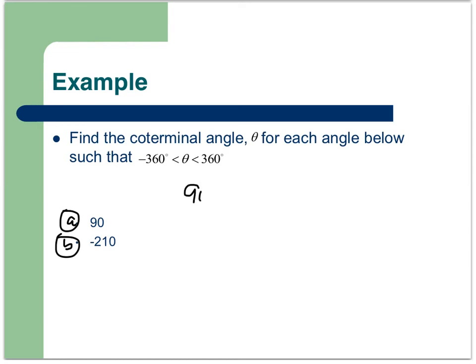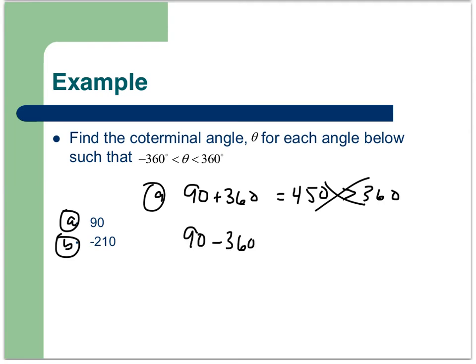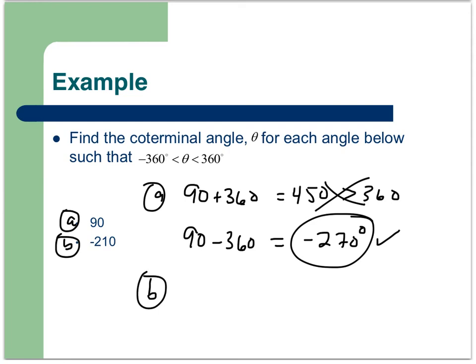If I take 90 and add 360 to it, that's equal to 450. That's greater than 360, so that doesn't work. I have to find an angle that falls in that range. If I subtract 360, I get negative 270 degrees, and that falls within my range. The wording of the question is such that we're not just adding or subtracting 360. We have to specifically find one that falls within that range.